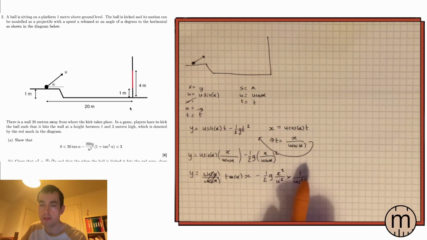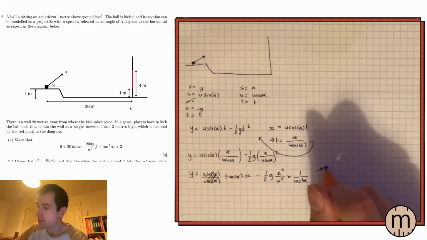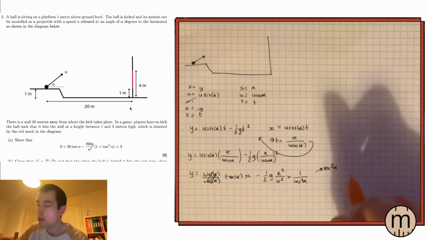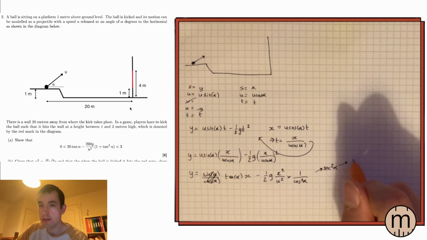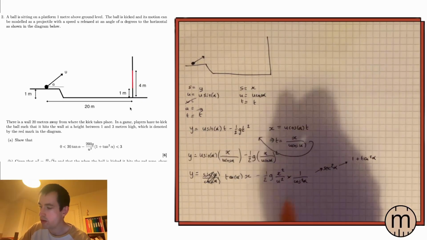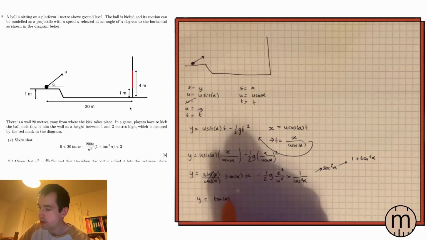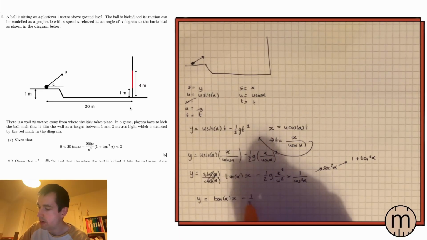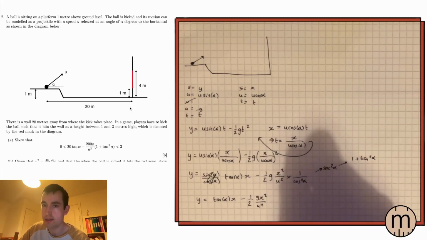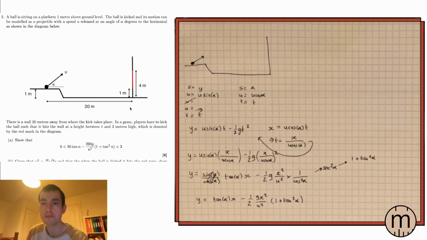Now I'm going to write it in this form because then hopefully you'll notice the identity. 1 over cos squared is the same as sec squared. Sec squared is the same as 1 plus tan squared, which means that we can write this whole thing as y equals tan alpha x minus 1/2 gx squared over u squared in brackets 1 plus tan squared alpha.